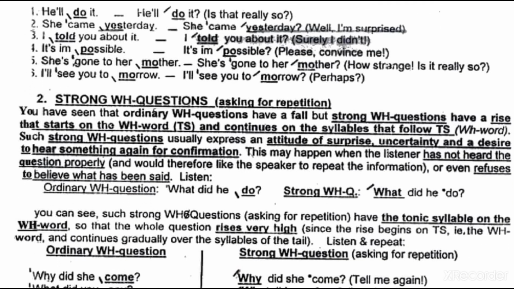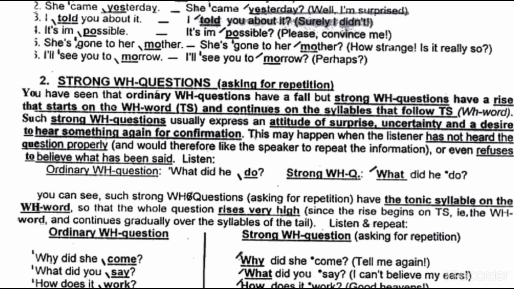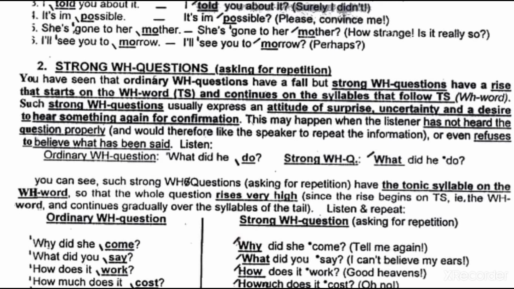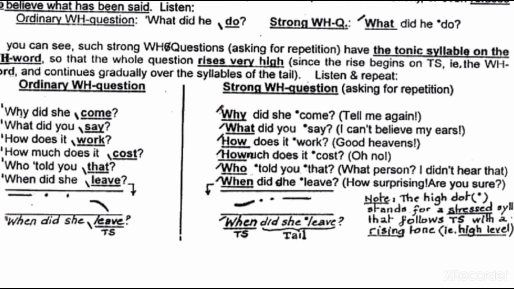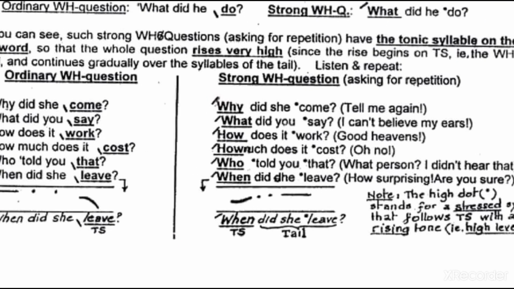Finally, we use the high rise in strong WH questions. Strong, not normal. So what do we mean by strong WH questions? Here they are questions where we ask for repetition, either because we didn't hear or we are surprised. So we ask for repetition. They are not normal WH questions, but they are strong WH questions. We practice together strong and ordinary WH questions.